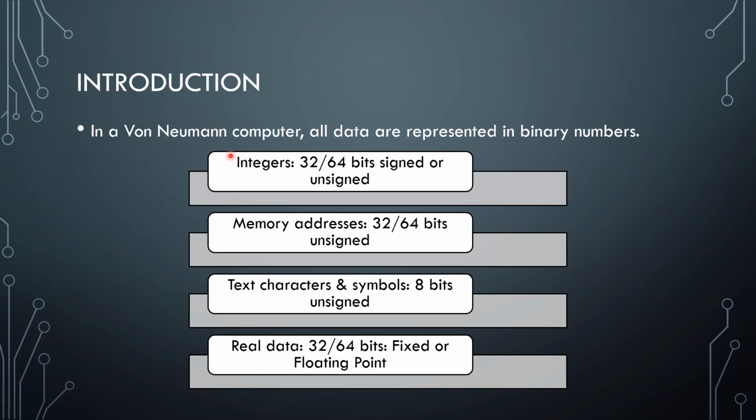In a von Neumann computer, all data are represented in binary numbers. These are the examples of different types of data. First, we have the integers. They are 32 or 64 bits, signed or unsigned. Memory addresses, 32 or 64 bits unsigned. Text characters and symbols, 8 bits unsigned. And finally, the real data, either 32 or 64 bits, fixed or floating point.